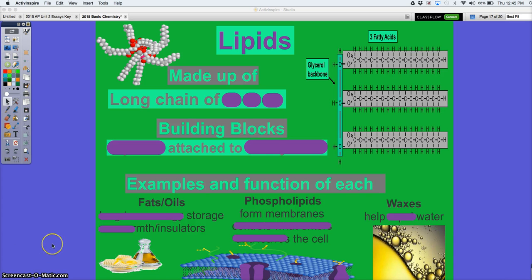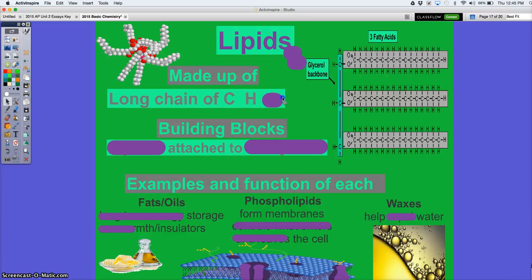All right, so looking at that one picture to the right, if I was to ask you, tell me the composition or building blocks of a lipid, just by looking at that picture, you should be able to answer that question. Carbon, hydrogen, and oxygen. Awesome. It's made up of carbon, hydrogen, and oxygen.